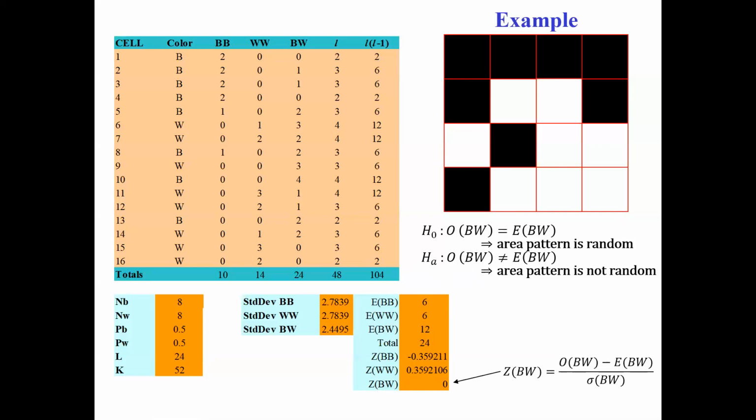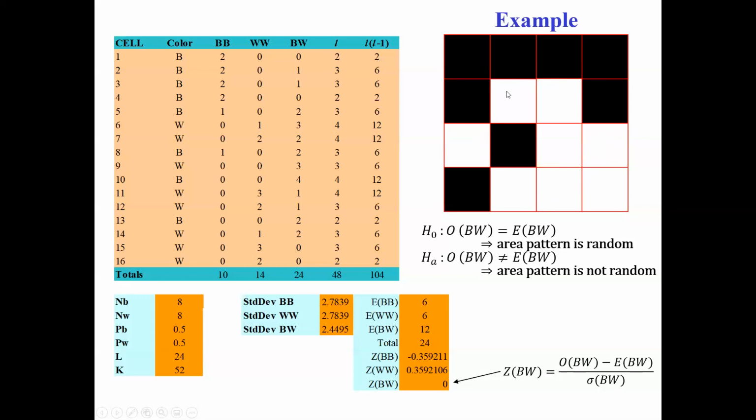Because 0 is just in the center of the standard normal distribution, it's not possible to be in the reject area. It's in the center, right? So we have to accept the null hypothesis that OBW is equal to EBW, which means that the area pattern is random, which means there is no spatial autocorrelation on this chessboard.